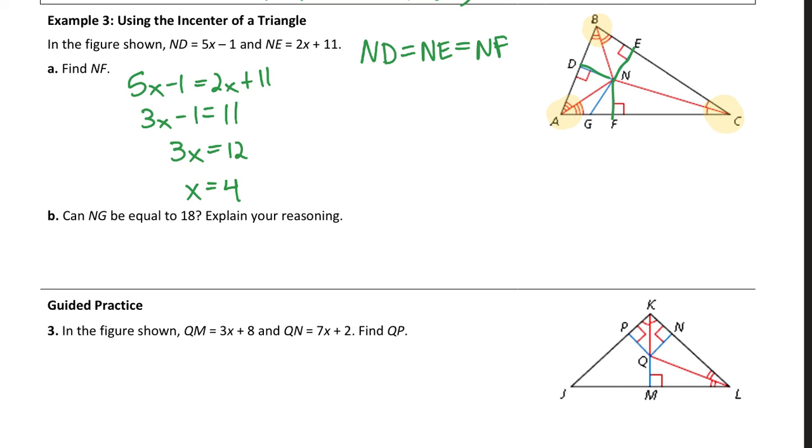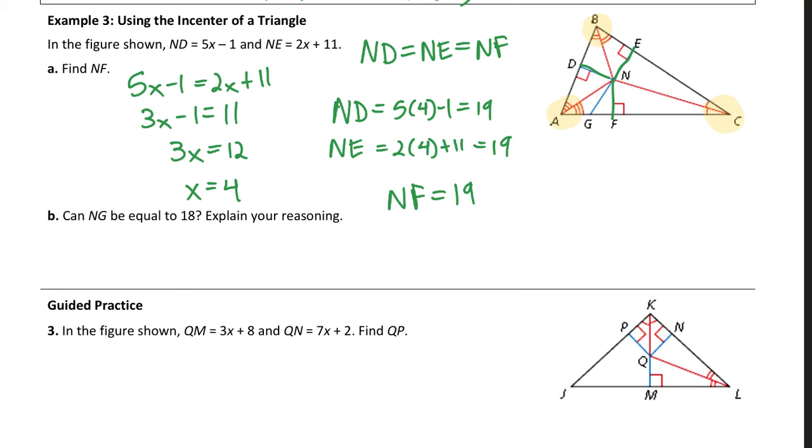The nice thing about this type of problem, I now substitute 4 back into an expression to find out what NF is. And really, I can just do either expression. I could do ND, 5 times 4 minus 1 is 19, or NE, 2 times 4 plus 11. Either way, knowing that all of those are congruent, I get that NF is 19. This is a good way to check your answer, because ND and NE have to be the same length. If you get a value that makes them different lengths, you know you went wrong somewhere, okay?